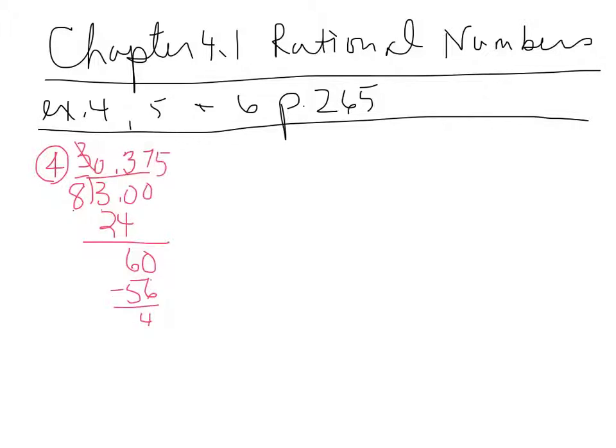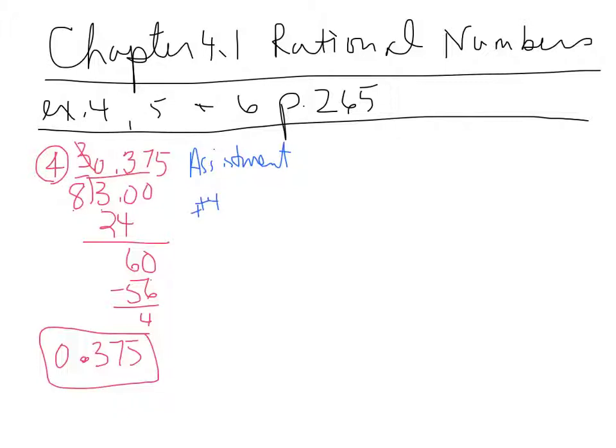So 3/8 as a decimal is 0.375. Whether or not you put the 0 in is up to you, but 0.375 is the same thing as 3/8 as a fraction, and it ends, so it's rational. And your assessment will be problem number 4, and I want you to change the fraction 5/8 to a decimal.